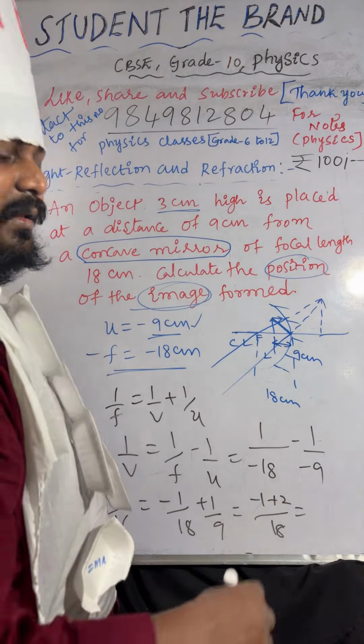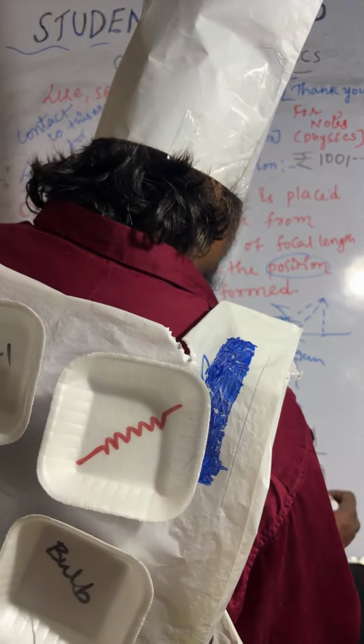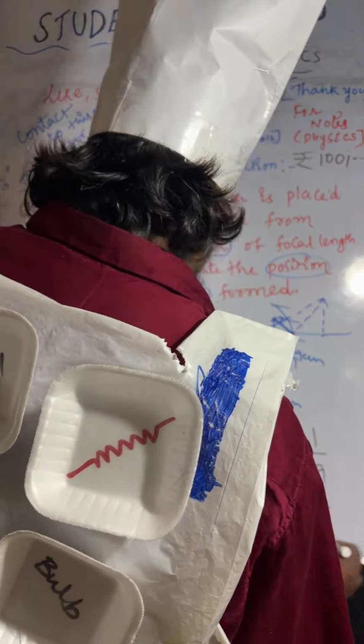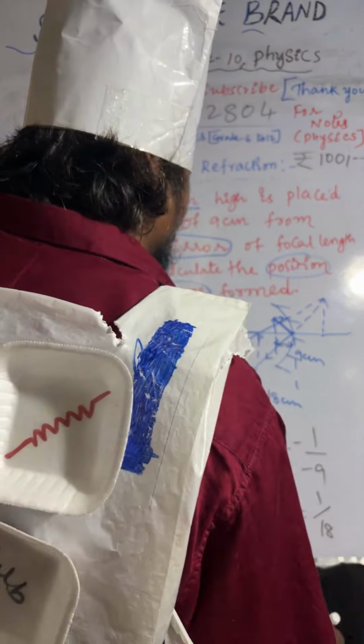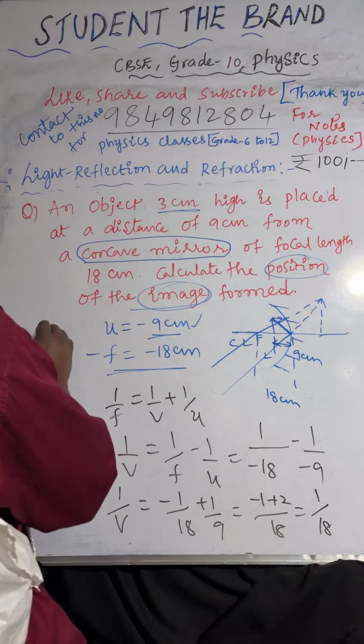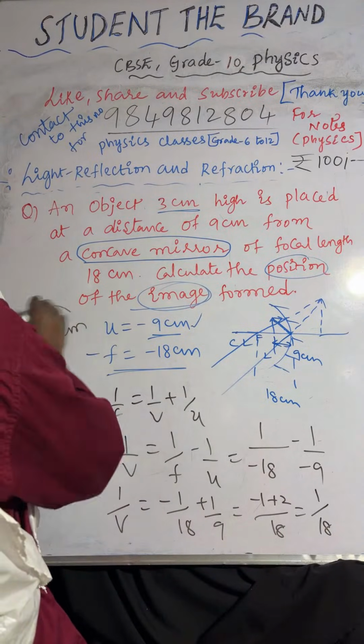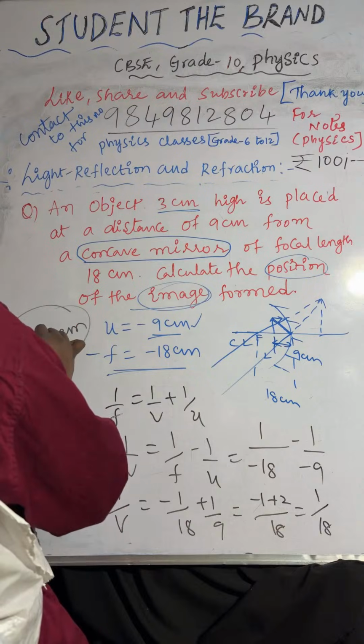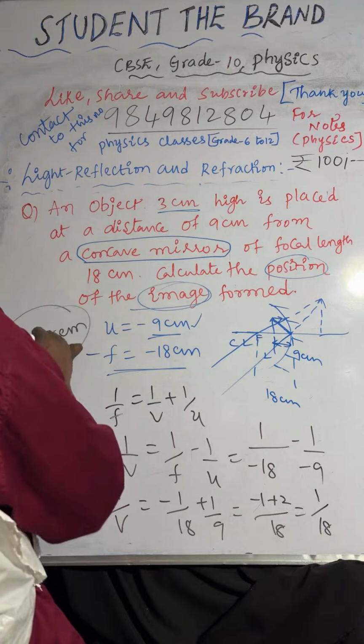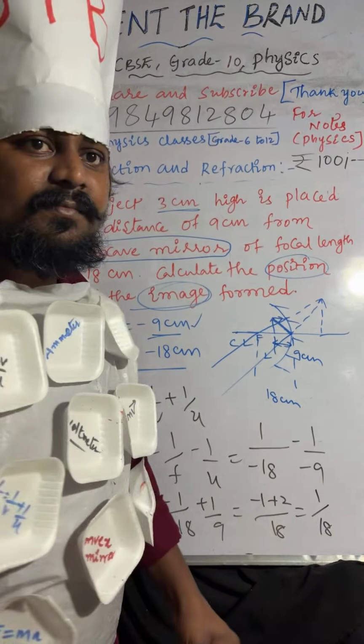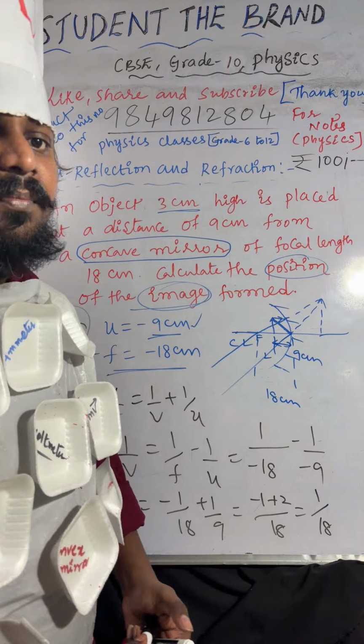Then the answer is 1 by 18. That is nothing but v equal to 18. v equal to 18 centimeter behind the mirror. That is positive, anyway positive only, right? So that is the answer. Let me know.